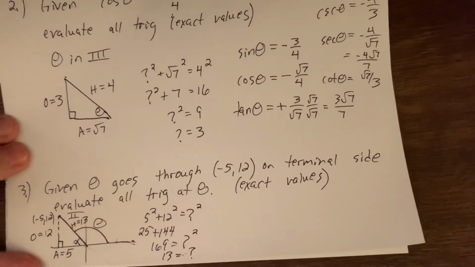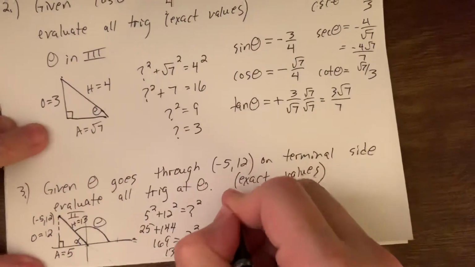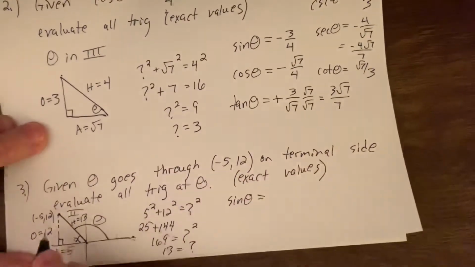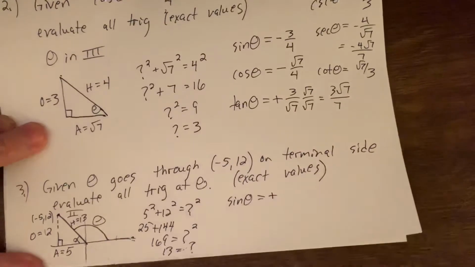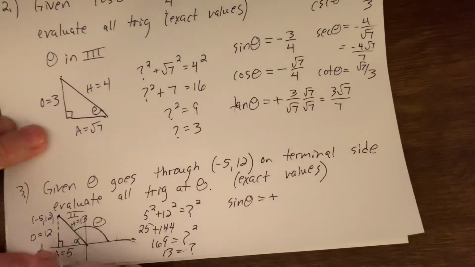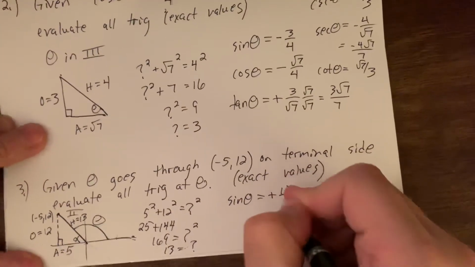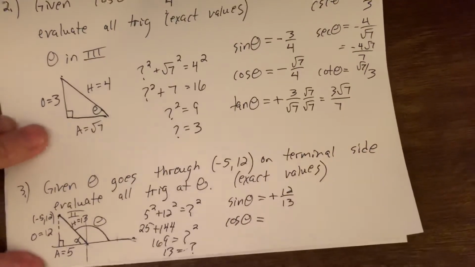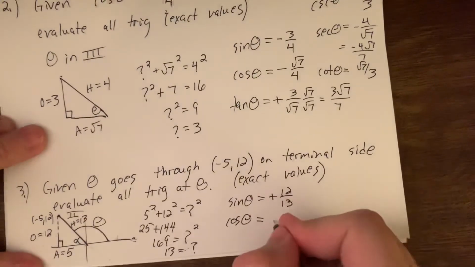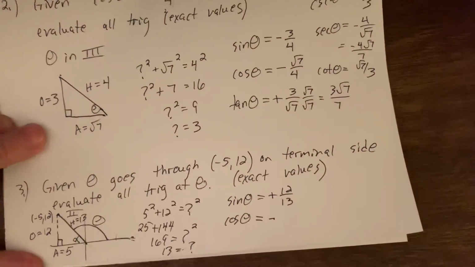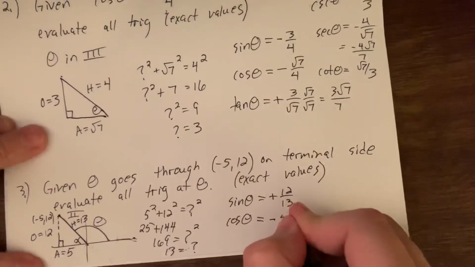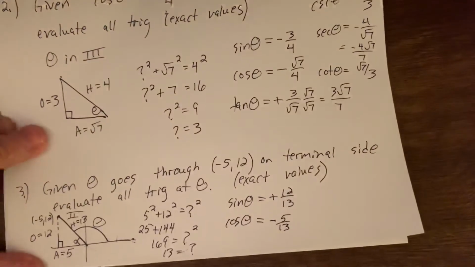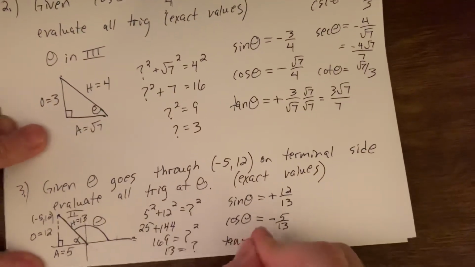And now we did all the hard parts, we're off and running. All the trig values, well, I'll start with sine. I'm in the second quadrant, sine is positive. Positive what? Opposite over hypotenuse, positive 12 over 13. Cosine of theta. Well, I'm in the second quadrant. Cosine is negative. Negative what? Adjacent over hypotenuse, negative 5 over 13.